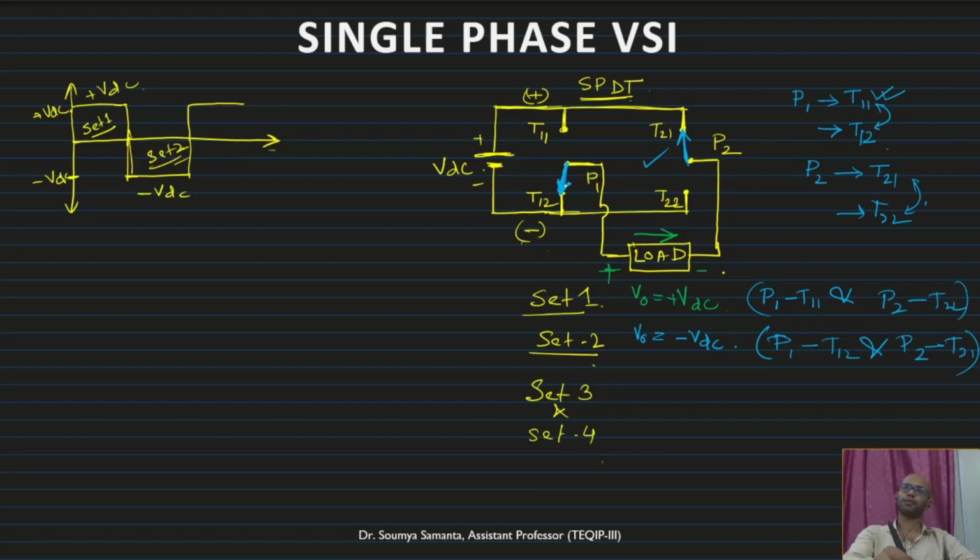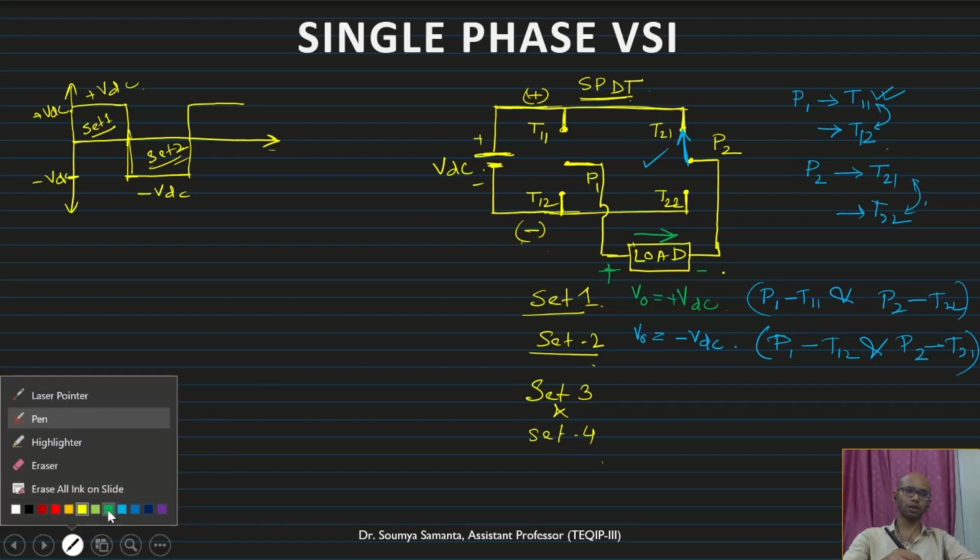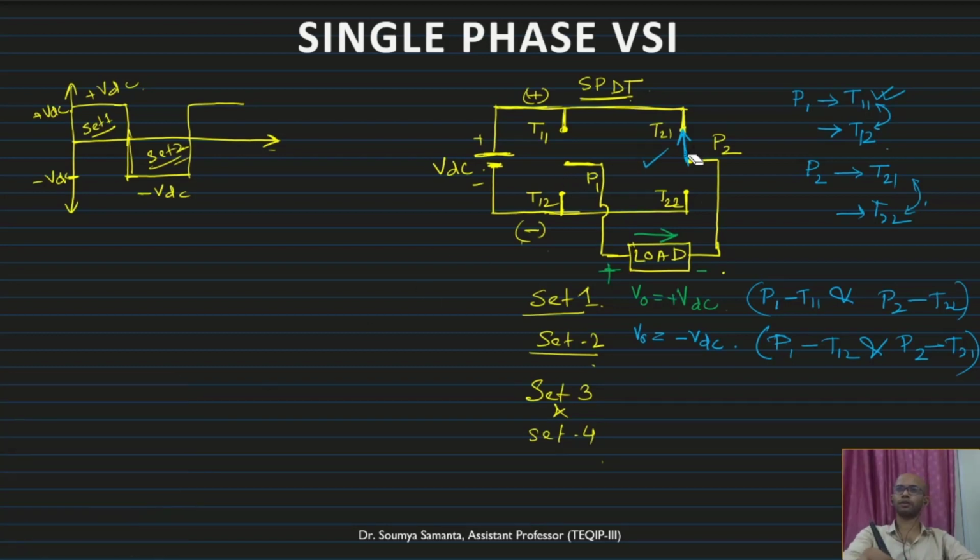What will happen? Now, let me change the color, it will be easier to understand. Now, suppose if I connect both to the top throw, what will happen? The output will be 0. So what is the connection? P1 is connected to T11 and P2 is connected to T21.